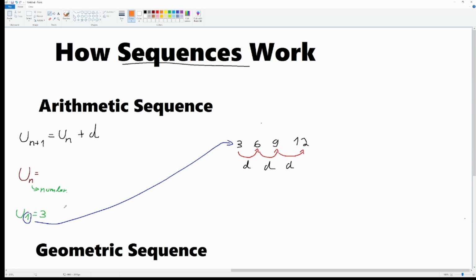So I'll give you a little challenge. What in this case is u4? I'll give you a few seconds to think about it. So u4 in this case is 12 because it's the fourth term, and so on.